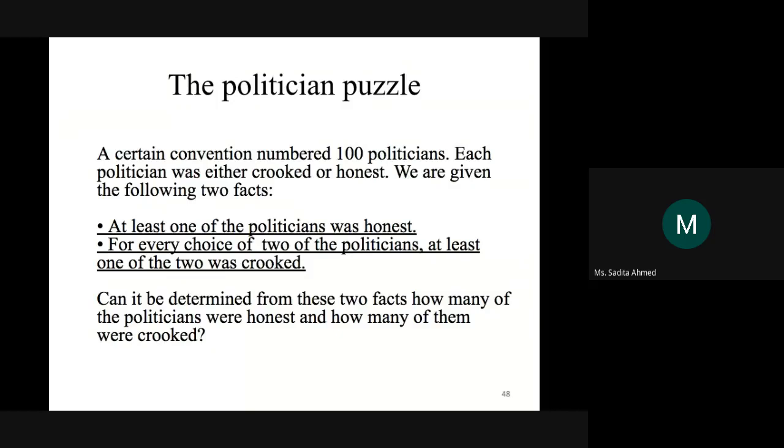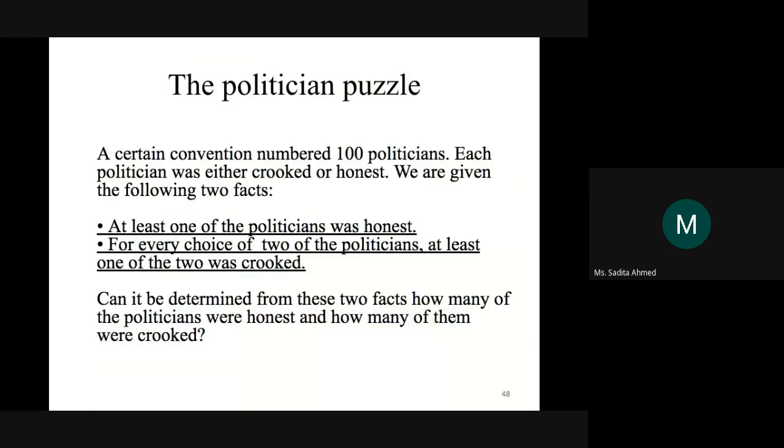or the other, you could have come up with a pair where both are honest, or more than one is honest. You could have come up with a pair, but you cannot do that. The statement here says that that will never be the case. Why will that never be the case?